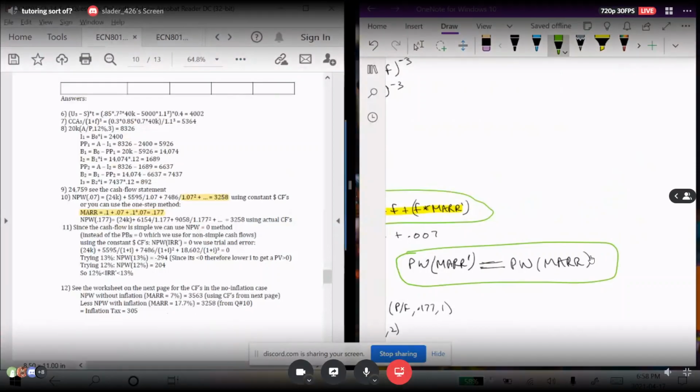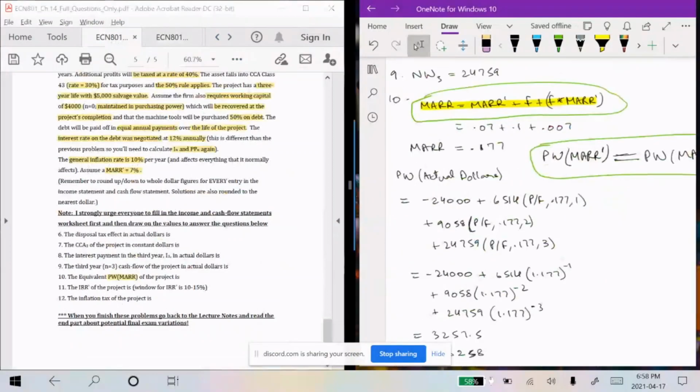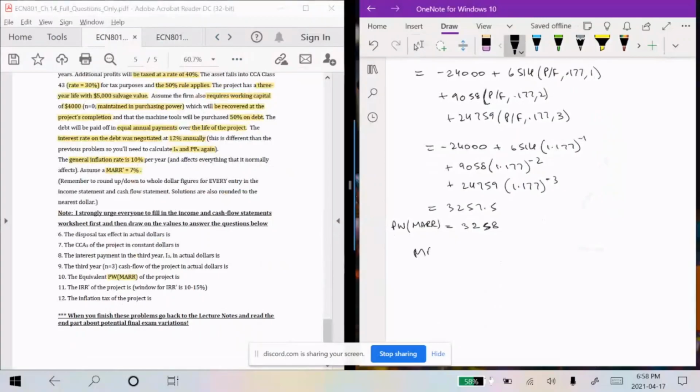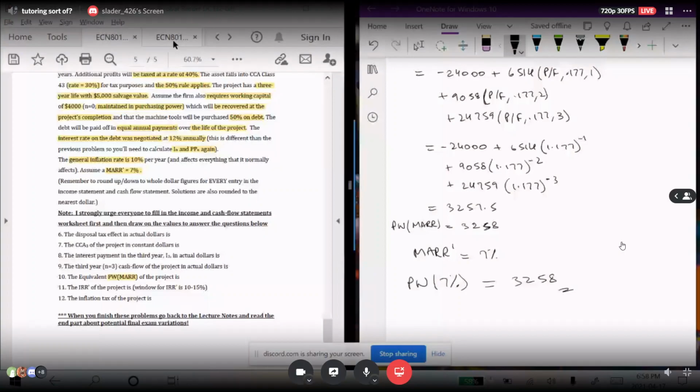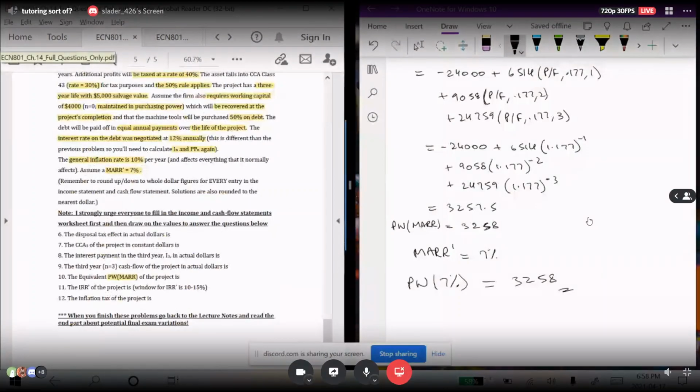Okay. So you could have done what I did, or you could have just used the MAR dash. MAR dash was 7%. You could have calculated the present worth at 7%, and you would have still gotten the same answer, that is 3258. It's good that you wrote the actual dollars, because it's more helpful.